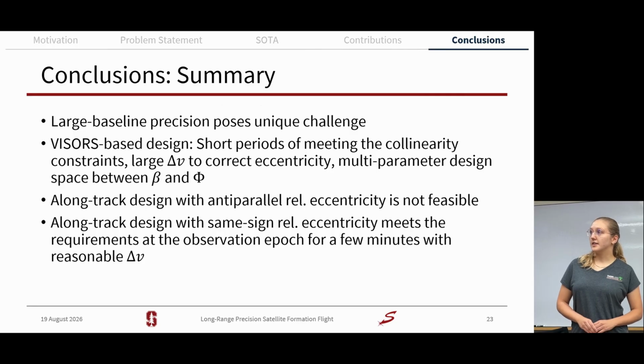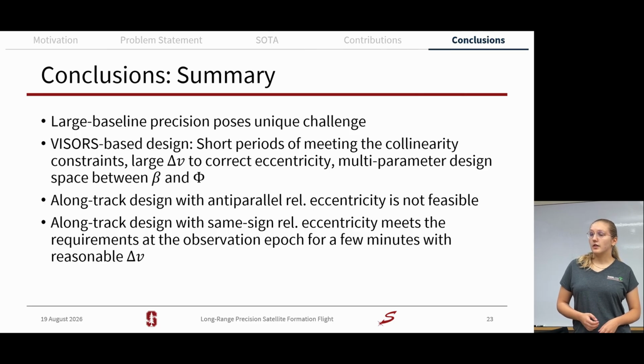Okay, so to summarize, this problem statement of having the very large baseline with very tight precision constraints poses unique challenges. I've compared essentially two concepts of formation designs. So one being based on VISORS. And there we noticed that we have very short periods of meeting all collinearity constraints at the same time, but because we introduce very large relative eccentricities, we have a high delta V. And there's a multi-parameter design space between the two values that were still left open by this design that I would like to explore further.